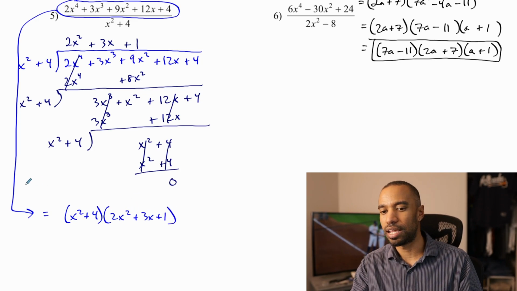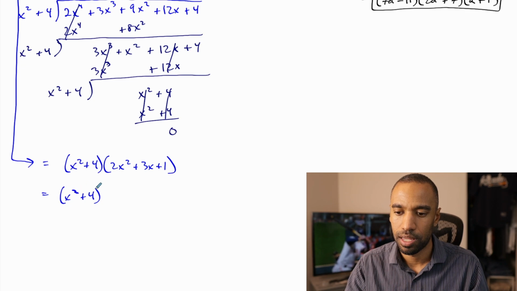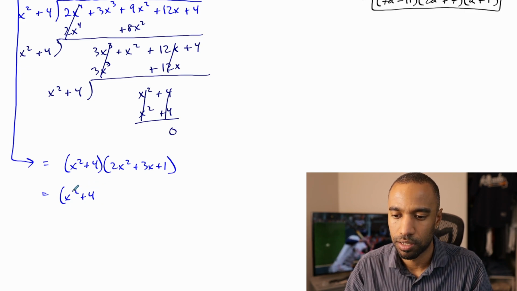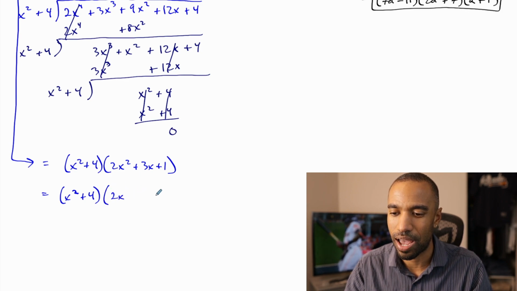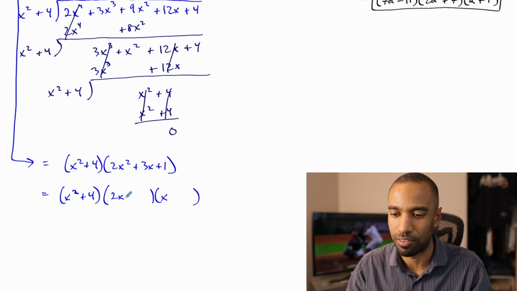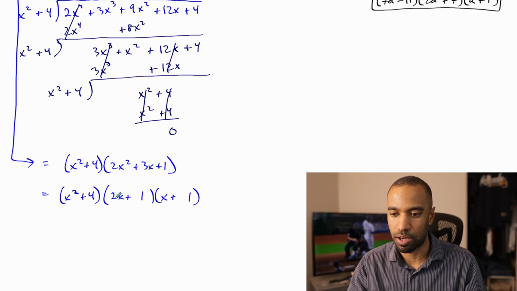But I got a quotient, and I didn't try factoring this quotient out at all. Let's see if we can do something with that. X squared plus 4 is right here. And here, let's try that again. Here I get 2x times x if it's factorable. Let's go ahead and give it a shot. A little plus plus going on. 1 is 1 and 1, so let's see if that works.